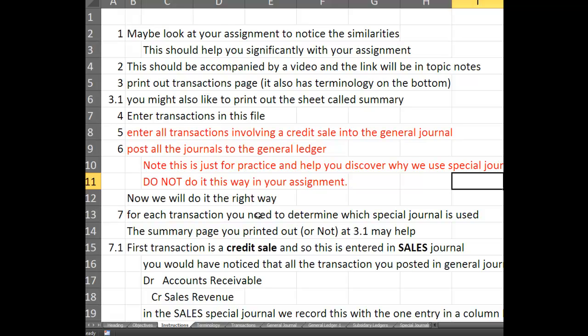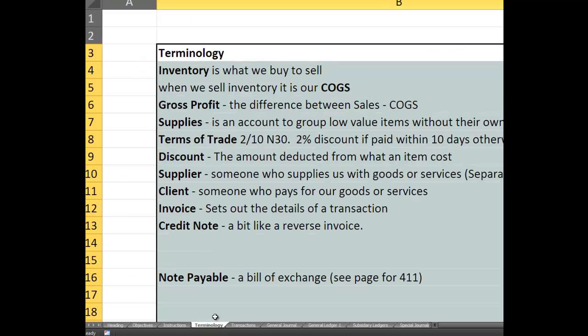Then 7. For each transaction you need to determine which special journal is used. And the summary page that you printed out, or you didn't print out, at 3.1 might be helpful in this. So we'll come back to that. Let's get started. Let's have a quick review of terminology. Then we'll move into posting the transactions. Terminology.